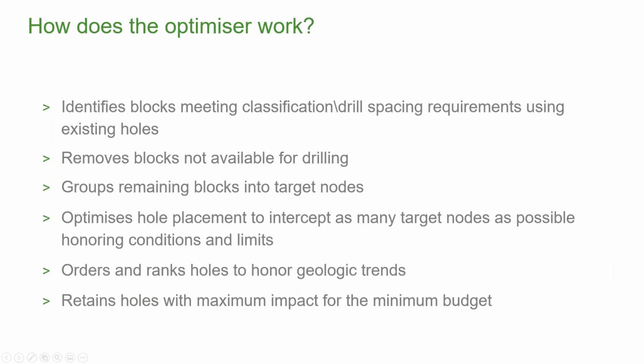So how does the optimizer work? Basically, first it identifies blocks that meet the drill hole spacing or classification requirements using the existing holes. Then it removes those blocks, making them not available to the optimizer. It groups the remaining blocks into target nodes, and then it optimizes the hole placement to intercept as many target nodes as possible, honoring all of the conditions and the limits, using literally thousands to millions of hole configurations. Then it orders and ranks holes to honor geologic trends and retains holes with the maximum impact for the minimum budget.